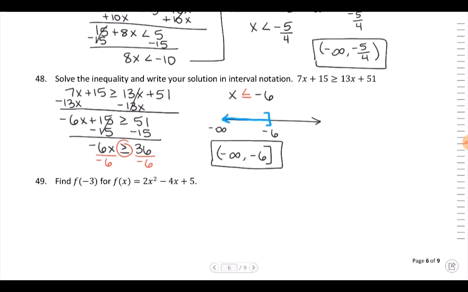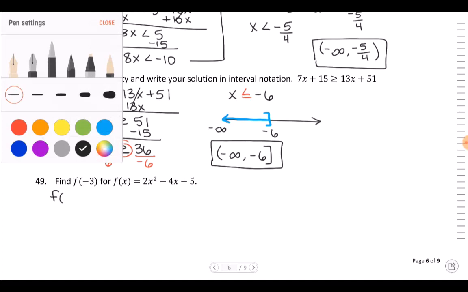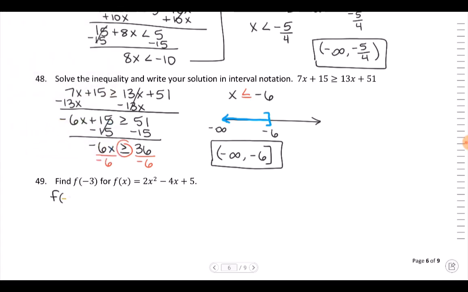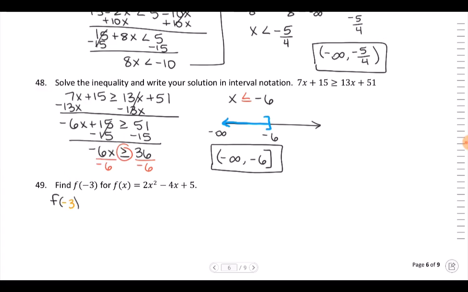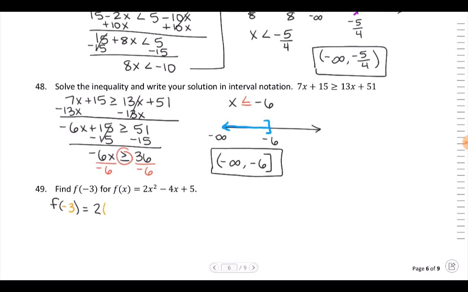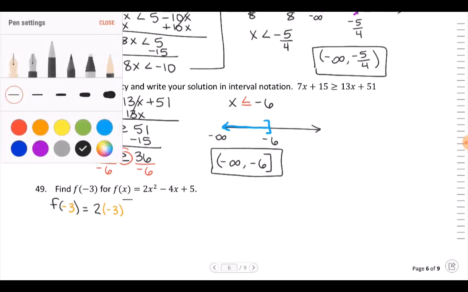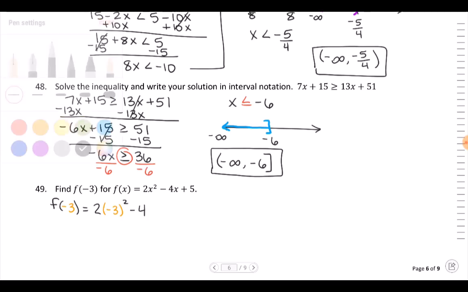Okay, number 49 says to find f of negative 3 for this function here. When you see function notation like this, this is giving you a replacement value for your variable. We did a problem very similar to this already. We just didn't use function notation and state that that's what it was. But this is just your replacement. f of negative 3 here is the replacement for all of your x's. So when I come over here to rewrite this, I'm going to put in a negative 3 in place of all my x's.